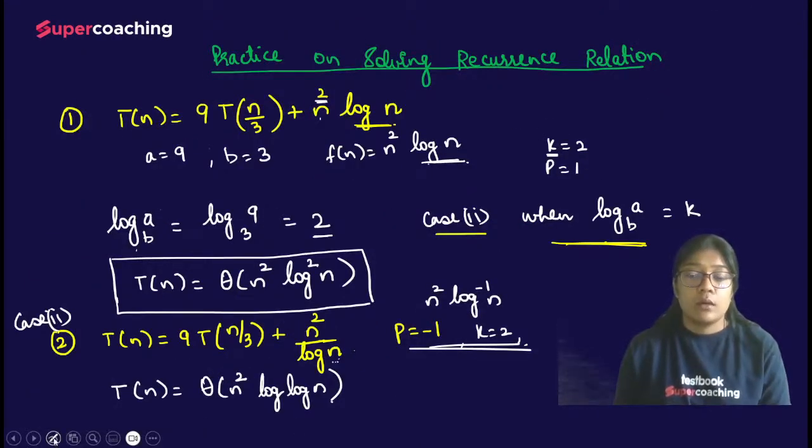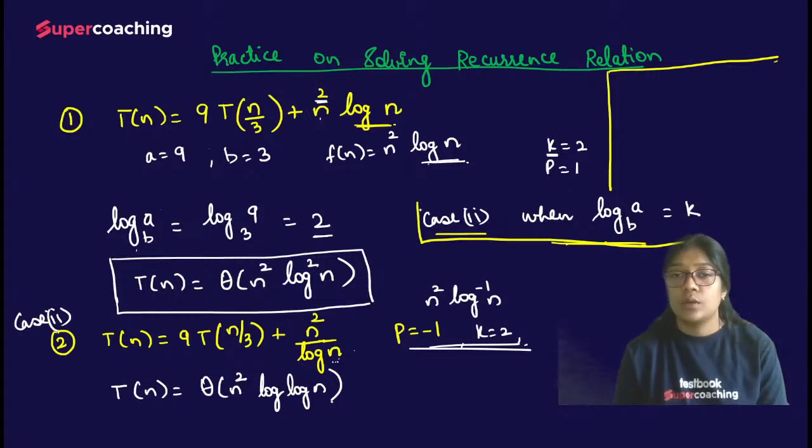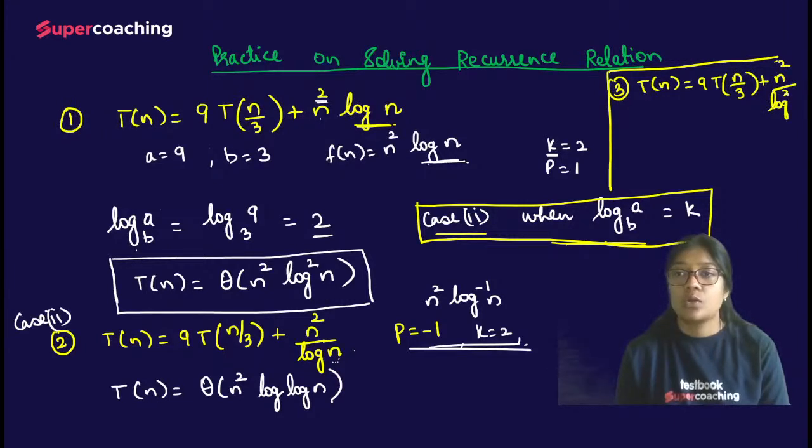Next one, let's take the third case here. It's also related to case 2. Case 2 में 3 cases हैं, तीनों ले लेते हैं. So third one, T of n is equal to 9T(n/3) plus n square upon log square n.